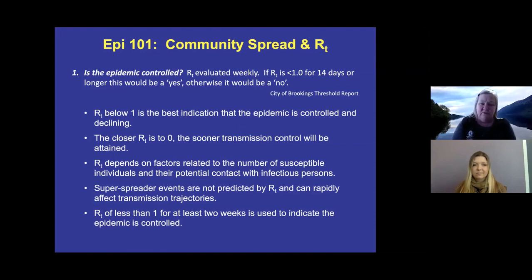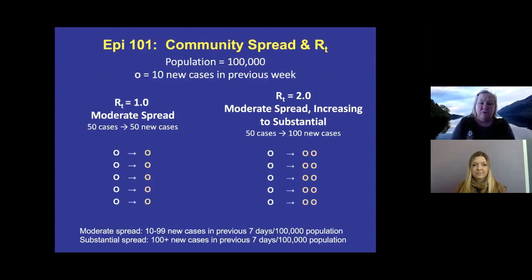Now, as I mentioned before, an RT of less than 1 for 14 days or longer could be used to indicate that the epidemic is controlled. I just want to give some examples of the different RTs. Here we have a population of 100,000. That's the basis, to get every population at a set number. Each of these little circles represents 10 new cases in the previous week. So here we have a community that has moderate spread, with 50 new cases in the previous week, and an RT equal to 1.